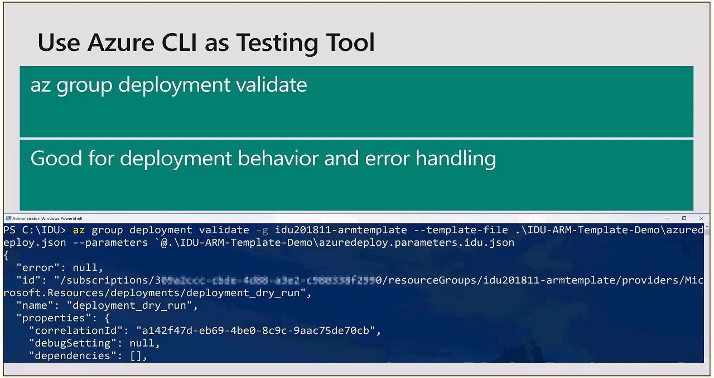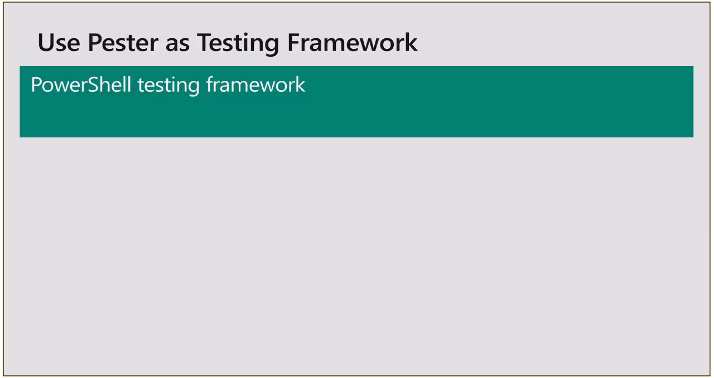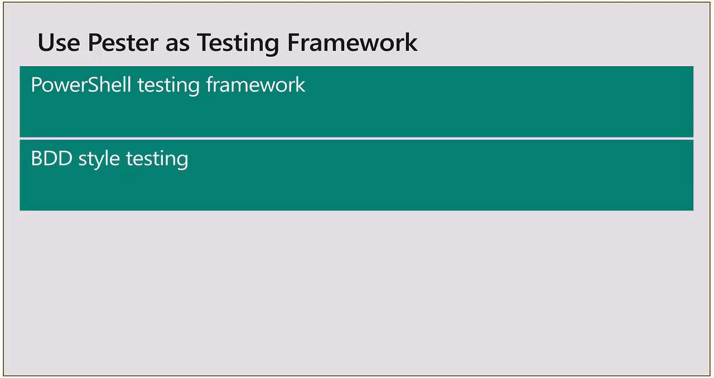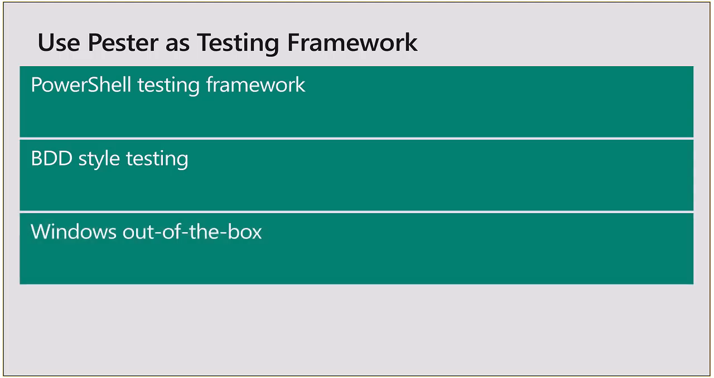Also, there is a good PowerShell testing framework called Pester. Pester is very good for your PowerShell script testing, and it follows BDD style testing. The good thing is Pester comes with Windows 10 out of the box. Of course, you can also install Pester through the GitHub repository. Therefore, combining both Pester and Azure CLI for your ARM template testing is a good practice.